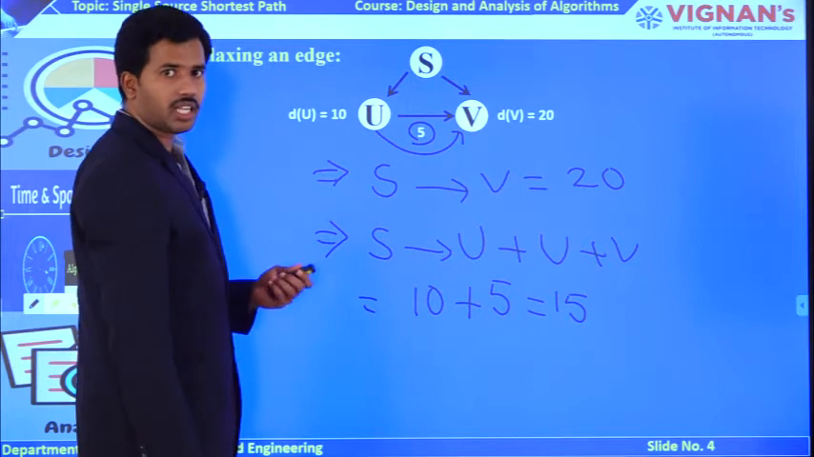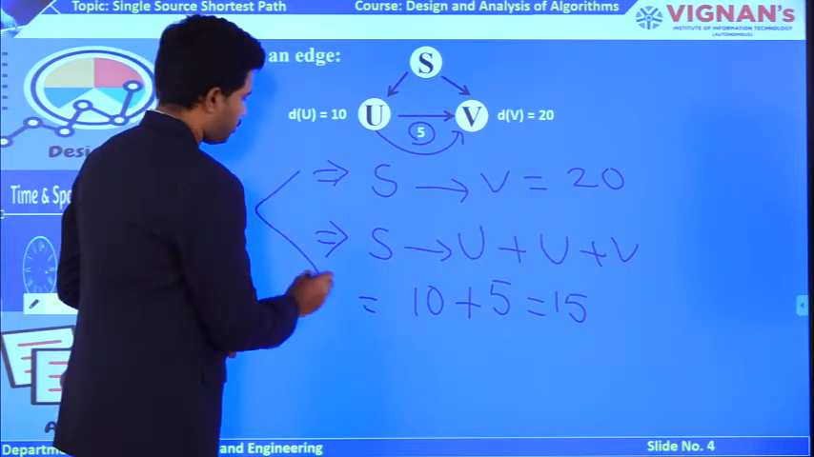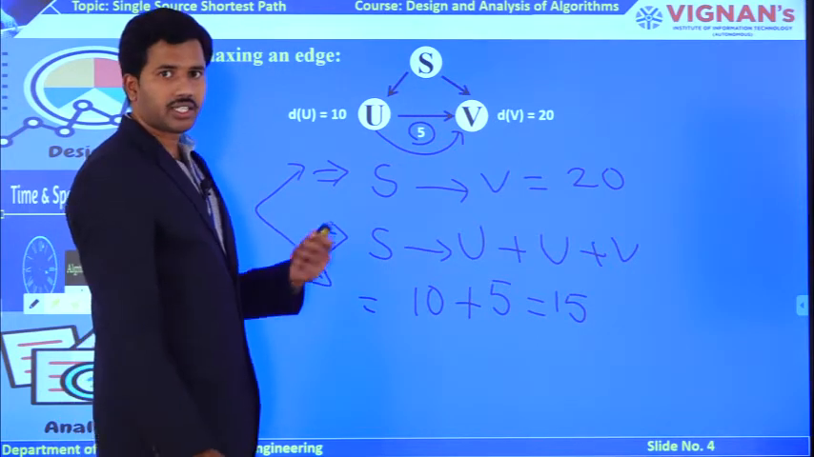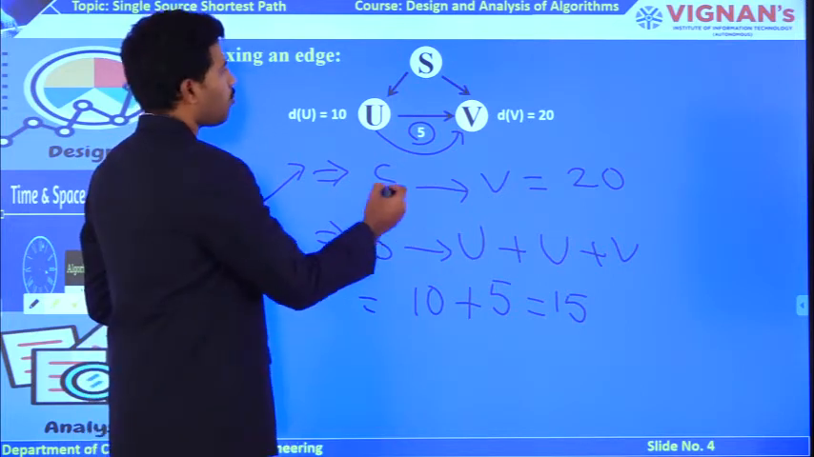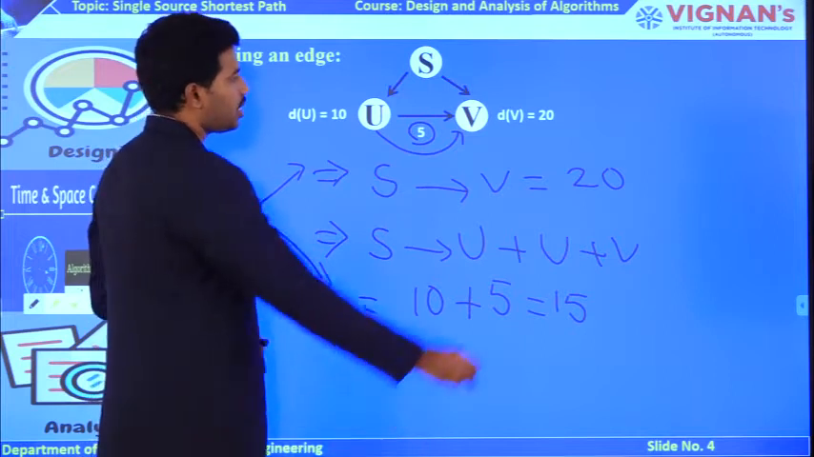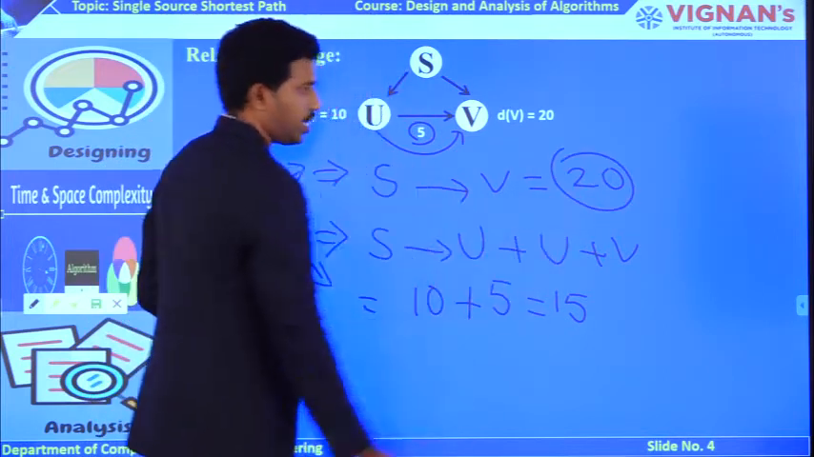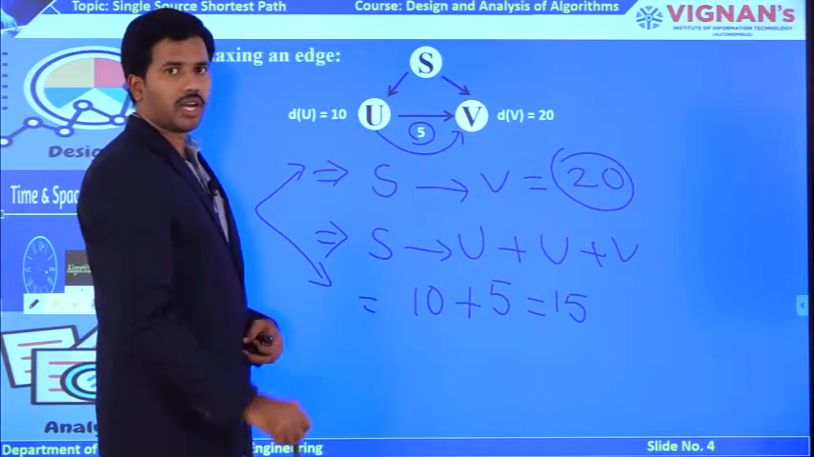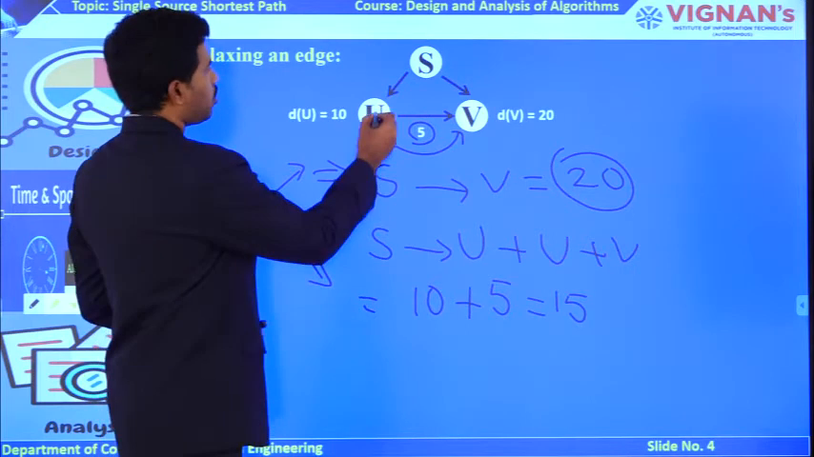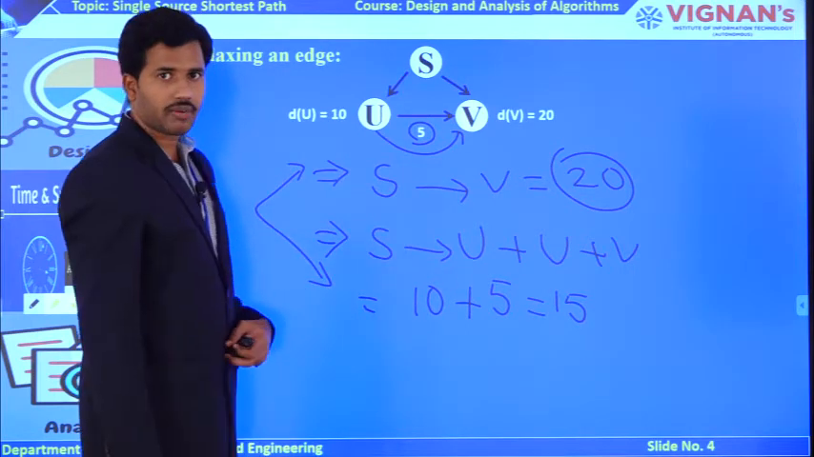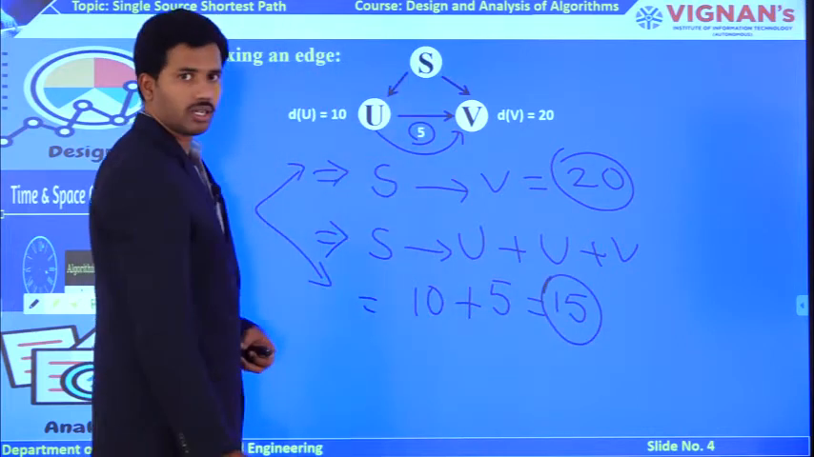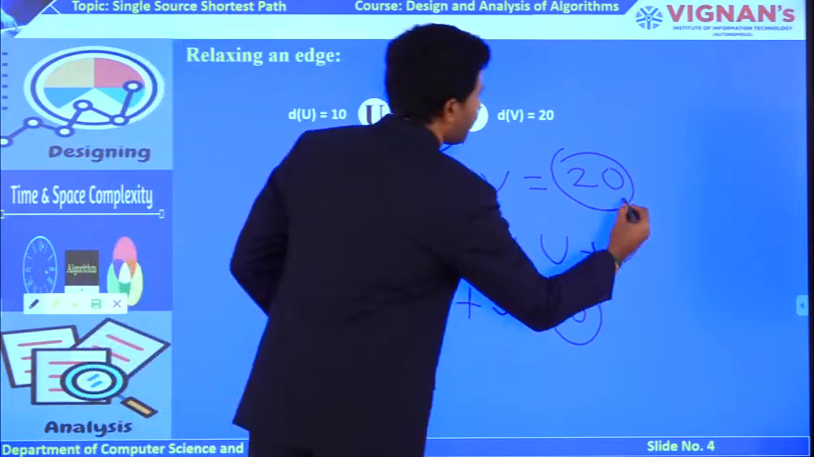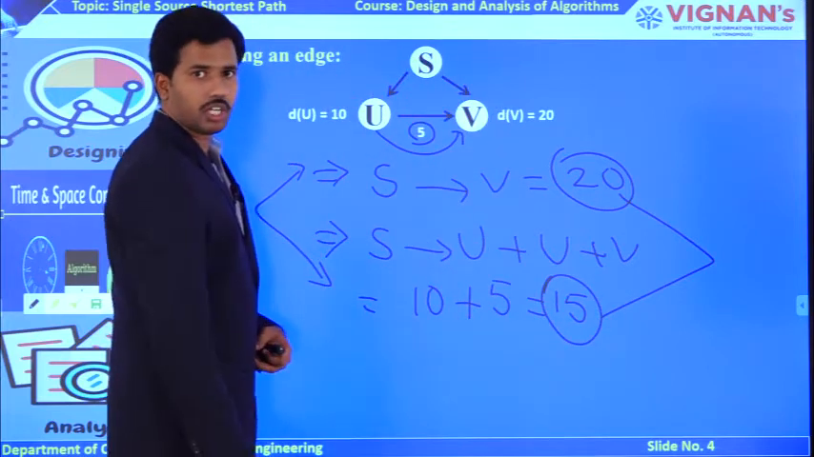Okay, so now my algorithm mainly focuses on two things: to verify the direct connection cost as well as the intermediate connection cost. So here, to move from S to V, the direct connection has a cost of 20, and another option is also available to move from S to V via intermediate vertex U, which generates a cost of 15. Now my algorithm has the capability to decide which one is going to be the best one.